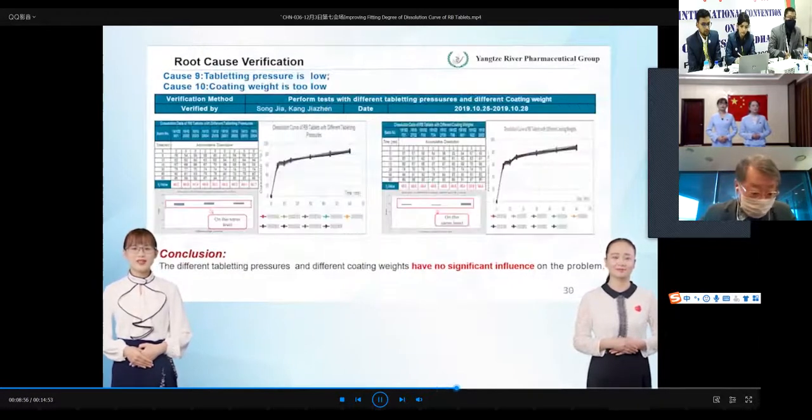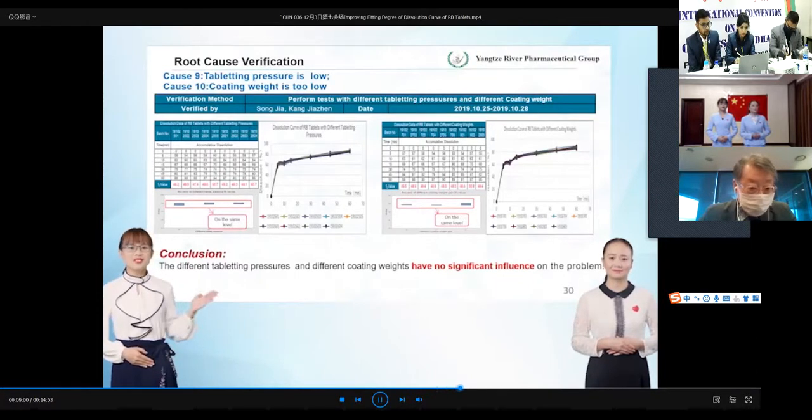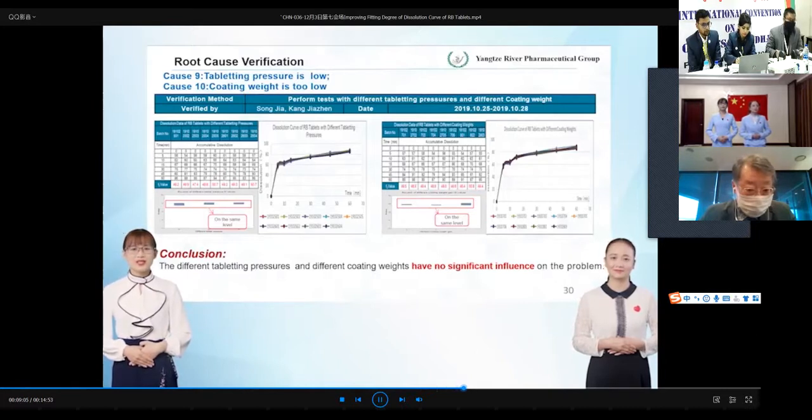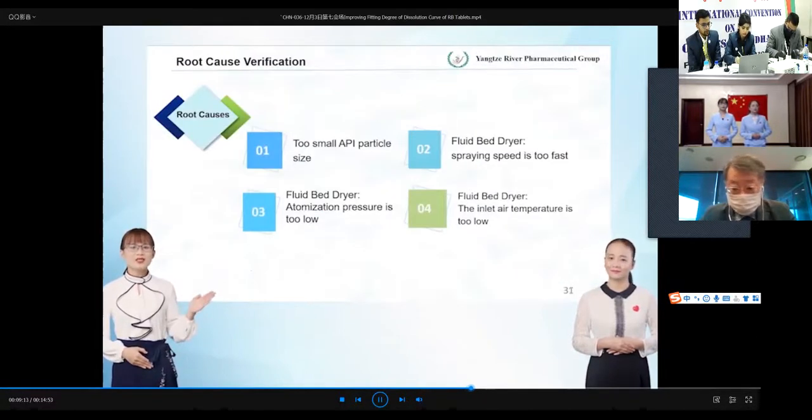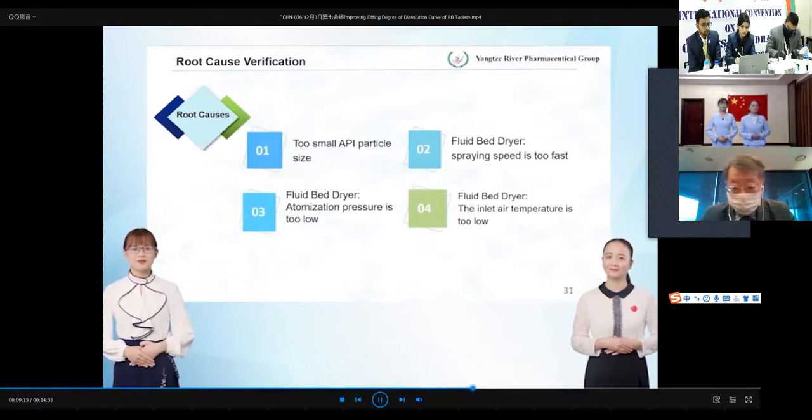Cause 9 and 10, calibrating pressure and coating pressure are wrong. We carried out experiments by applying different calibrating pressure and coating rates. The results show that these two causes had no significant influence on the problem. They are not root causes. Finally, we determined the following four root causes.